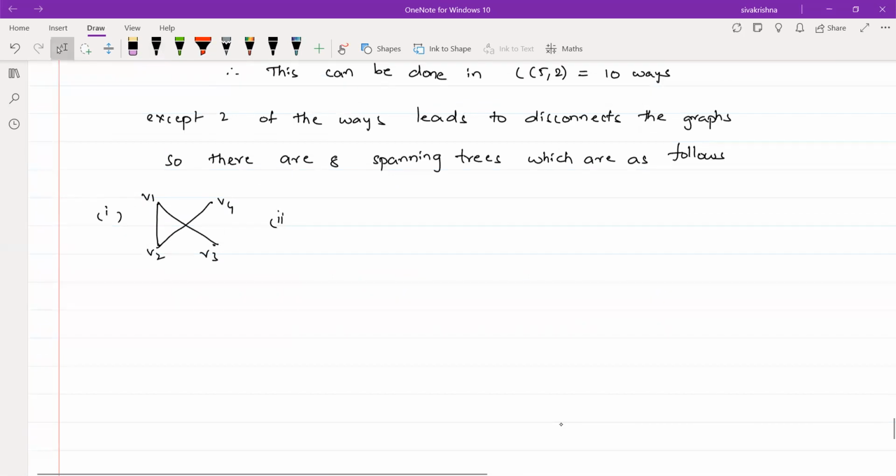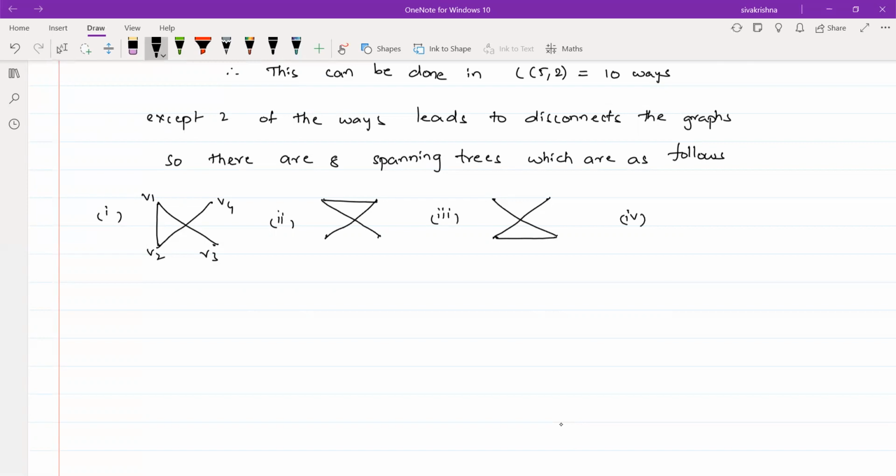Coming to the second one, vertices 1, 2, 3 and 4, and this is the second spanning tree. Coming to the third one, 1, 2, 3 and 4. This is the third spanning tree. Every time I am removing 2 edges from the given graph, and we have 8 ways. So by removing 2 edges in 8 ways, we get 8 spanning trees.